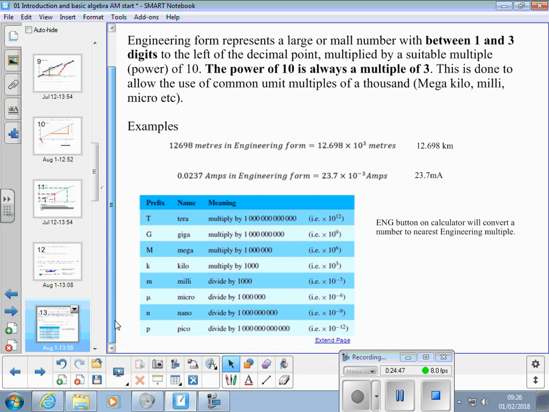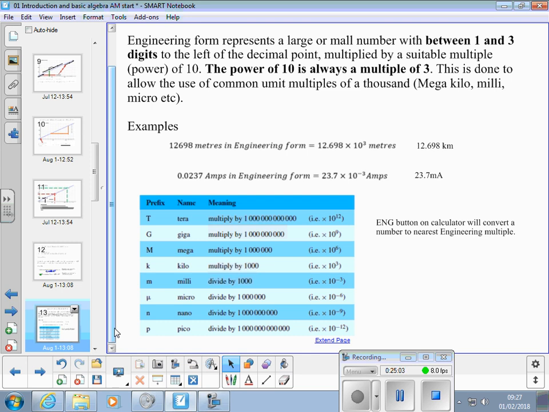And then we've got our prefixes: tera, giga, mega, kilo, they're all the ones above 1, and milli, micro, nano, pico are the ones below.